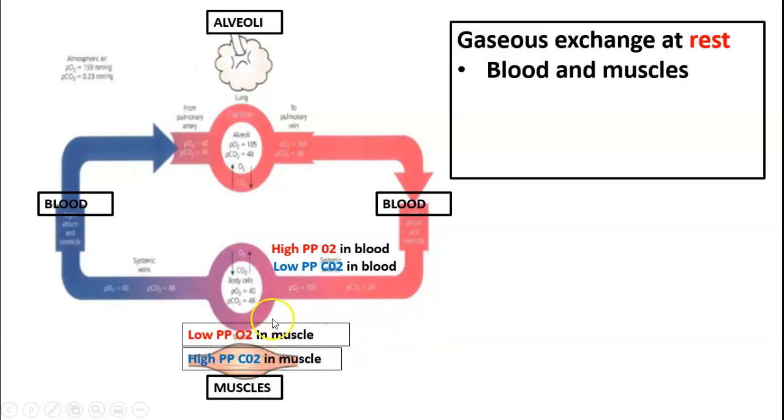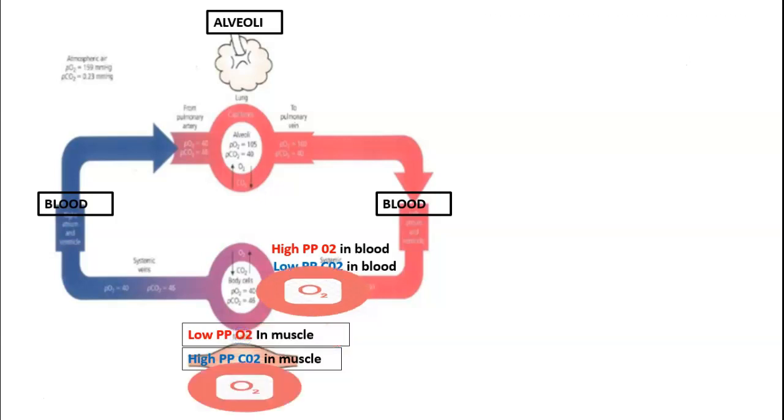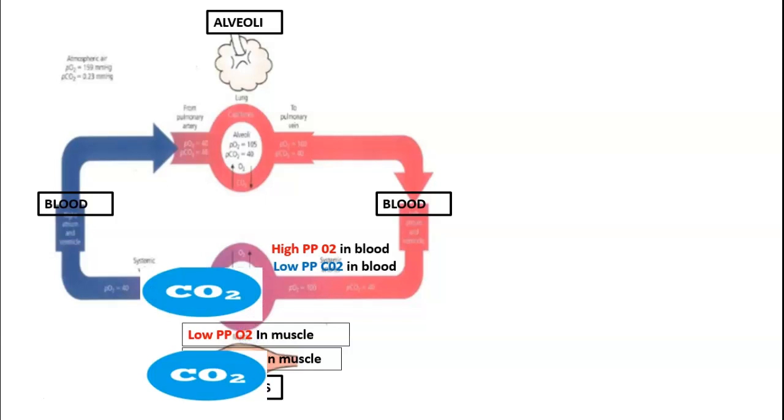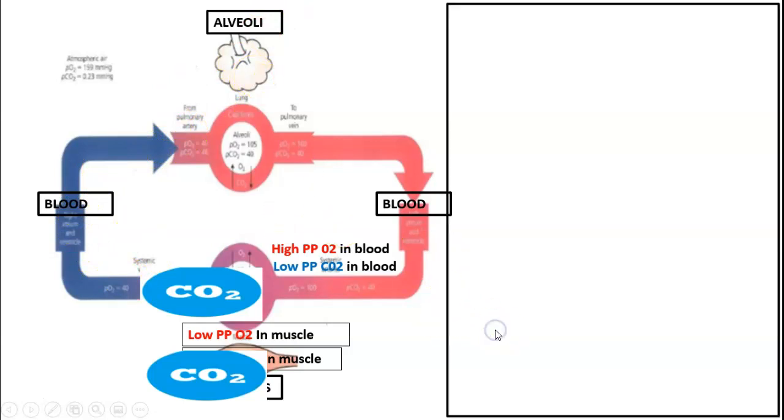So if that's our situation, we should now be able to see that there are differences. There are two diffusion gradients created because there's a high ppO2 there and a low ppO2 there. So what does that mean? That's called an oxygen diffusion gradient, so oxygen moves from the blood into the muscle. On the flip side, there is a high ppCO2 in the muscle and a low ppCO2 in the blood. That creates a carbon dioxide diffusion gradient, which means that carbon dioxide moves from the muscle into the blood. And that allows us to take it back round here and start the whole process again between the alveoli and blood. So let's have a look at how we would write that.